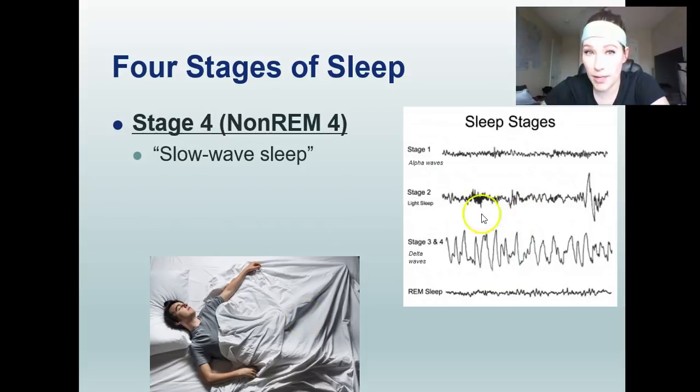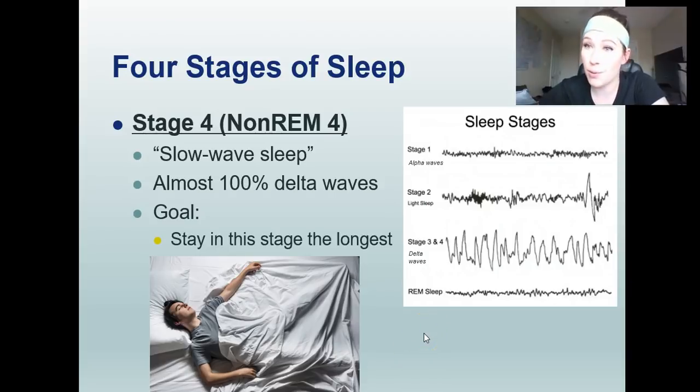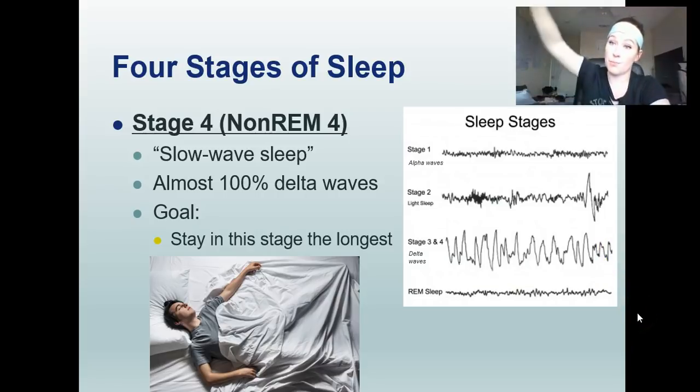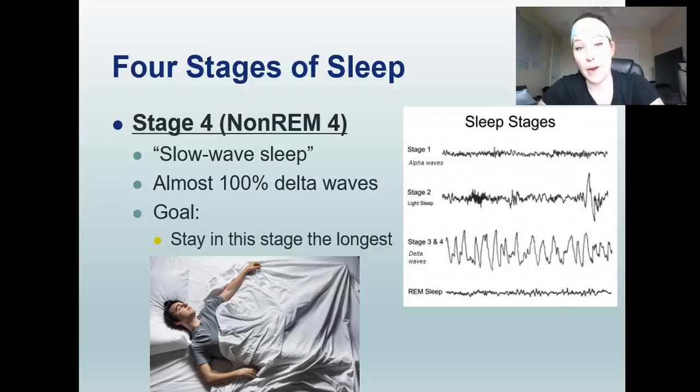So stage 4 is your deepest sleep. You see the difference here in your delta waves between here and here. During slow wave sleep, you are pretty much in complete delta state. So your EEG output is going to be doing a whole lot of this. Think big lolling waves in the ocean. Like I said earlier, the goal here is to stay in this stage the longest because it is the most restorative. So, not REM.